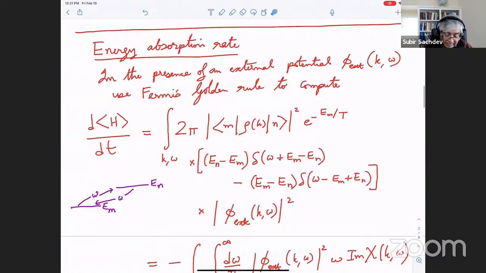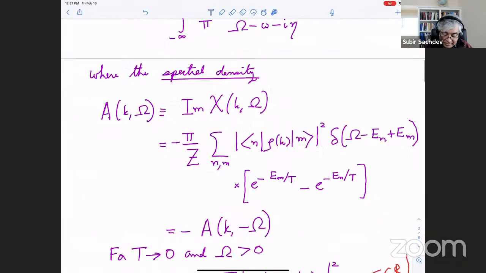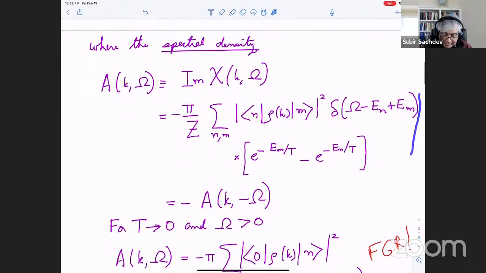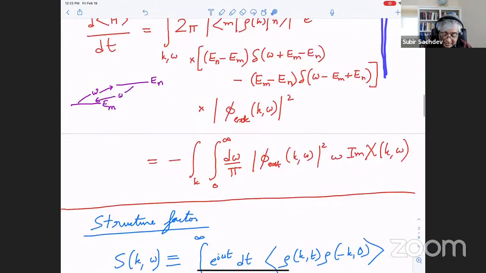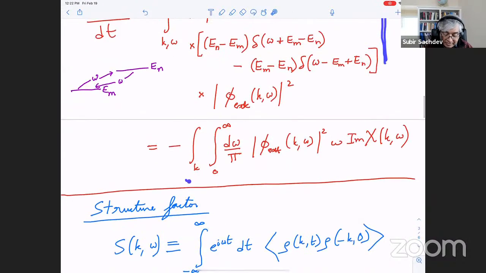Okay, so the energy absorption rate is given by this. And now, lo and behold, you look at this expression and you see it's exactly this expression here, after some trivial changes in energy and so on. And then therefore, this is the final expression for the energy absorption rate. It's the integral of the modulus of the perturbation you're putting in, times omega, imaginary part of chi of k and omega.